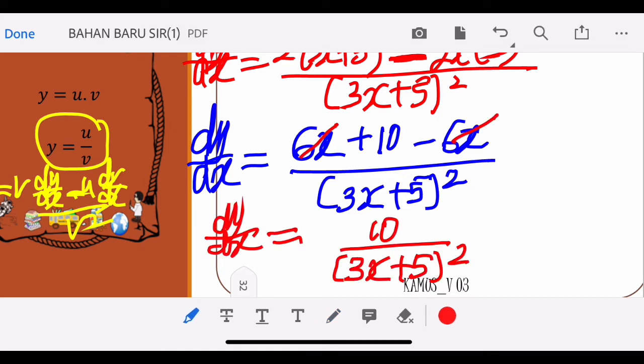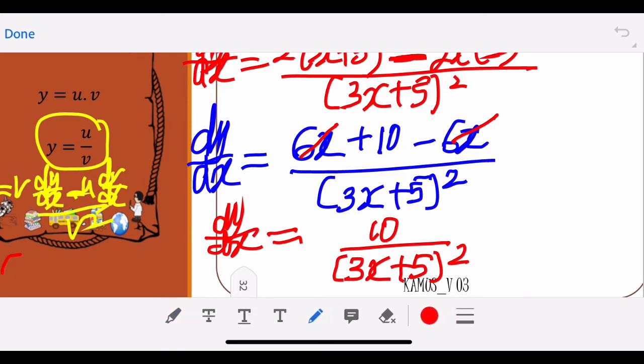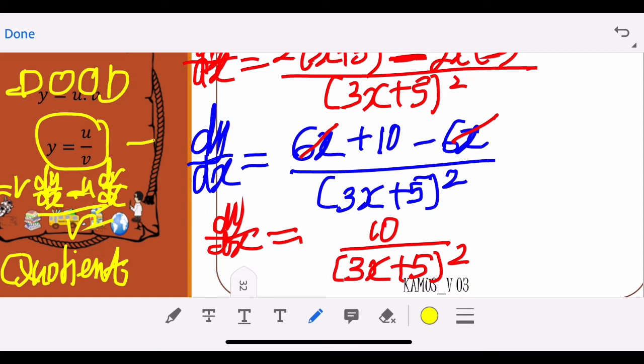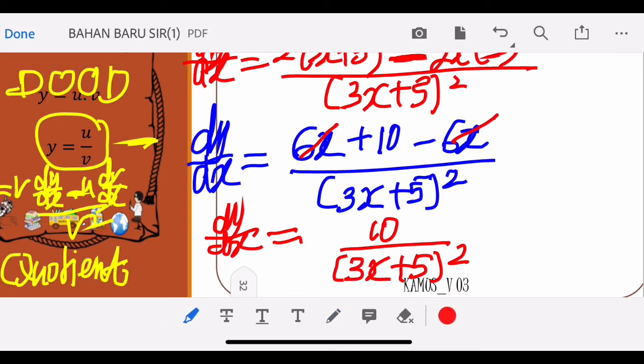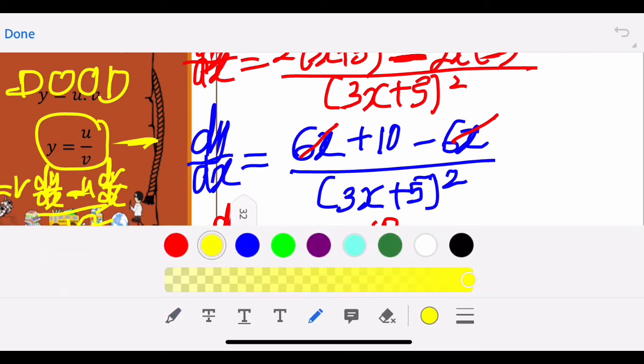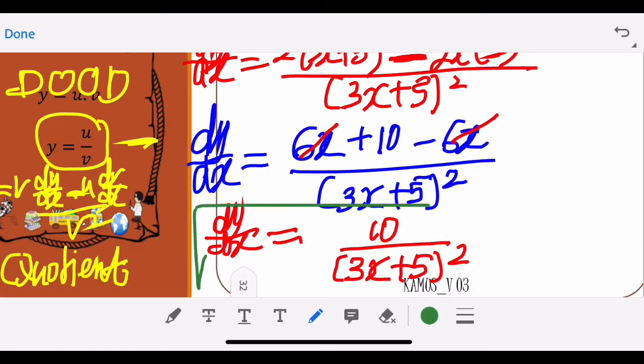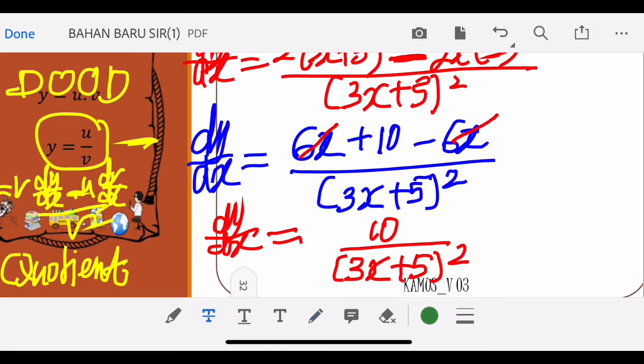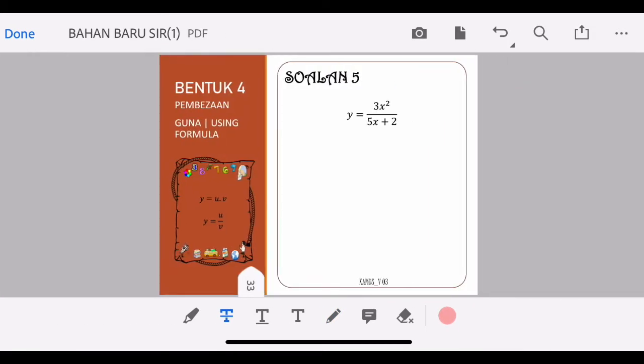So this is the so-called quotient rule, and then we use the DOOD. It just says v D minus u D, and then over the v square. Alright, can you follow? You need to practice more so that the skill is with you. Right, so let's proceed to the next one.